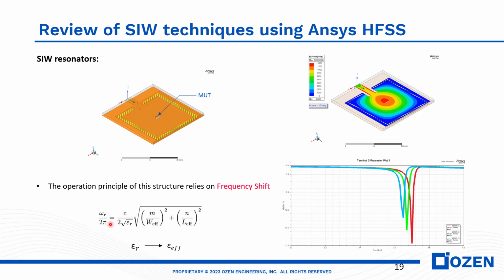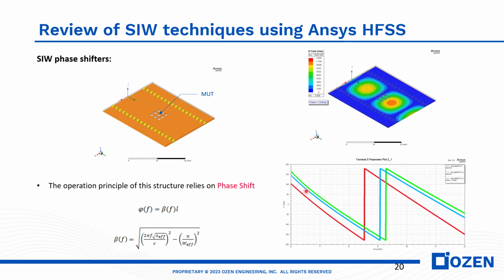And the resonant frequency depends on epsilon r, which here becomes epsilon effective. And by changing epsilon effective, we change the resonant frequency. So for different materials, we have a different frequency. And here you can see the E field for the TE101 mode. This type of structure has many advantages, such as the compact size and high quality factor, but they work at one frequency, and we cannot use lossy materials with this type of structure, because lossy materials destroy the quality factor and we will not be able to see the resonant frequency.